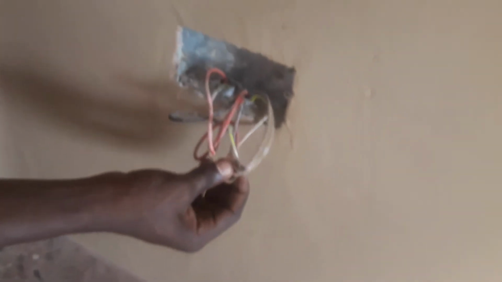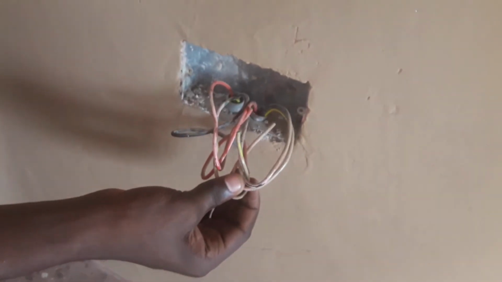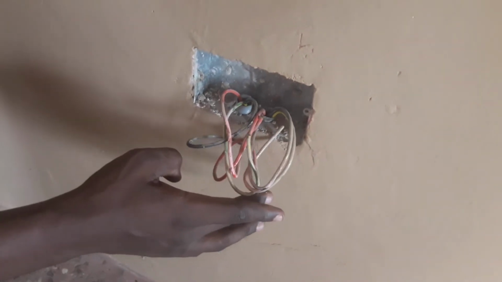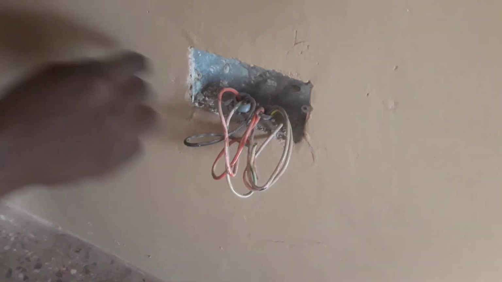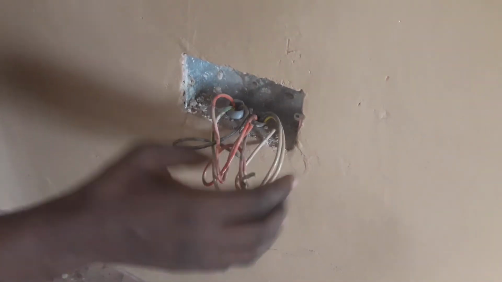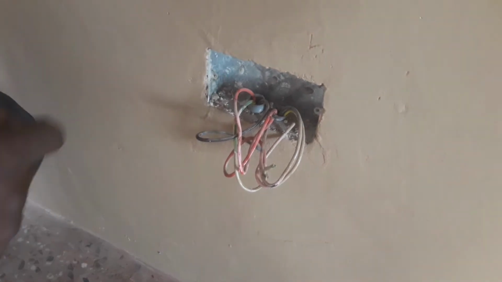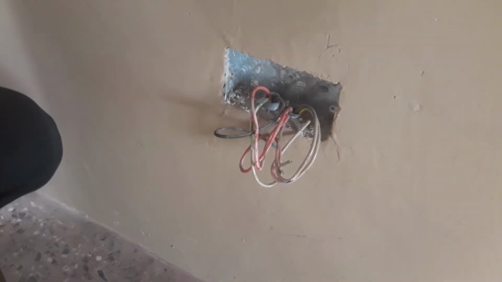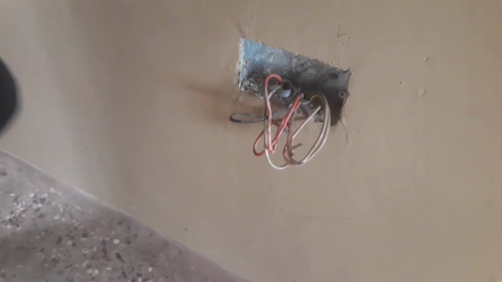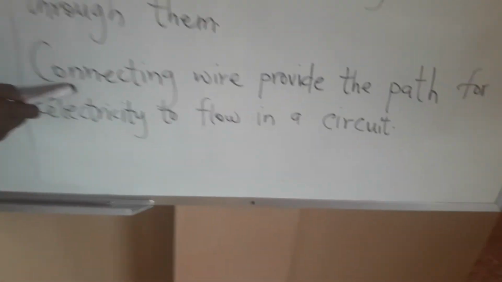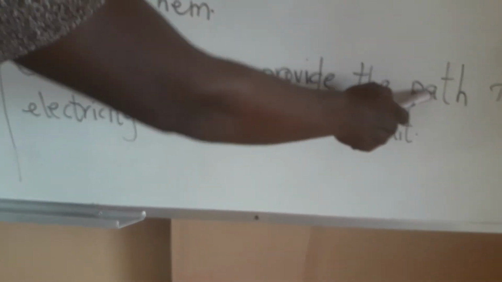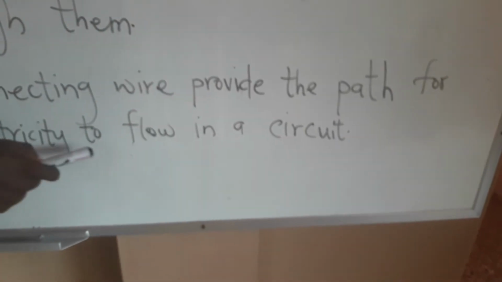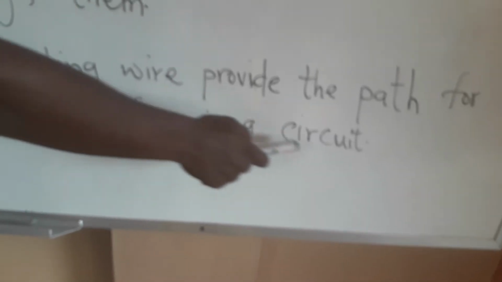Okay, for instance, look at this. When you look here, you realize it is what? Wires. We have wires here. After it has been covered, when you turn the switch on, electricity moves through this into the socket, and then you can charge or plug your television set. Good. And we are also saying that connecting wires provide the path for electricity to flow in a circuit.